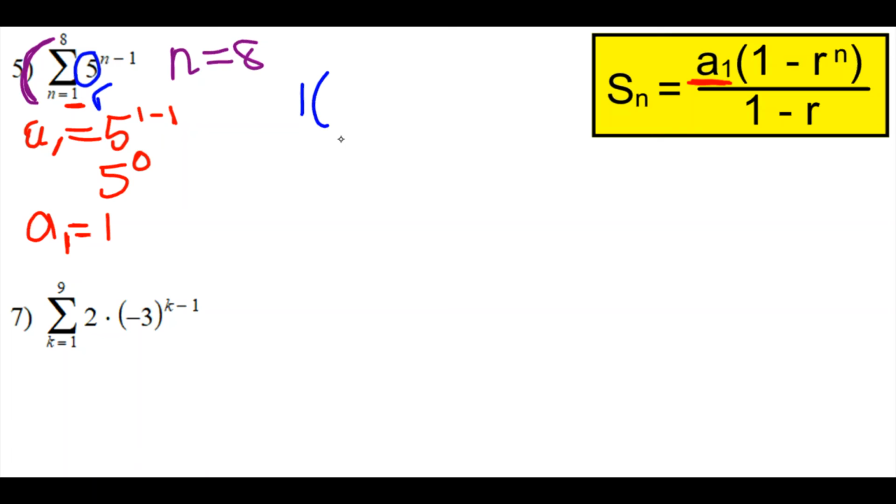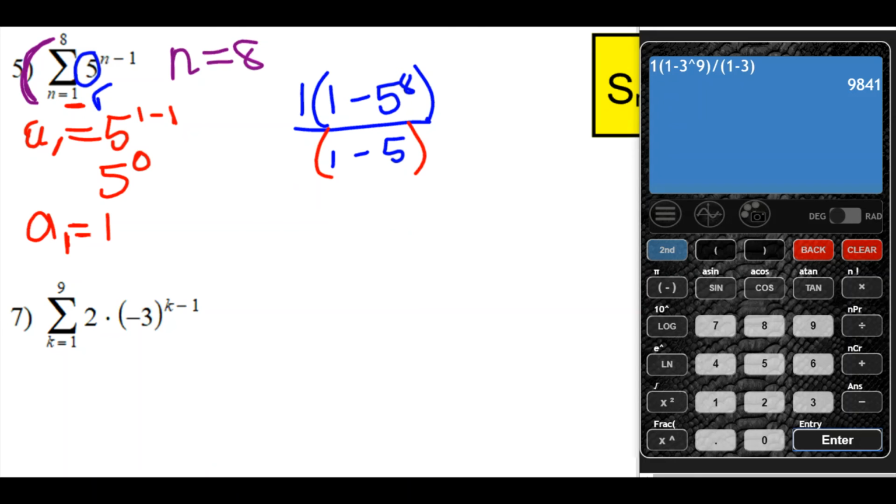So let's plug into our formula. A1 is 1 times 1 minus R, which is 5 to the 8th power, over 1 minus 5. Now again, I'm telling you, if you don't put parentheses there, you're going to get it wrong. So 1 times parentheses 1 minus 5 to the 8th power, divided by parentheses 1 minus 5. 97,656.